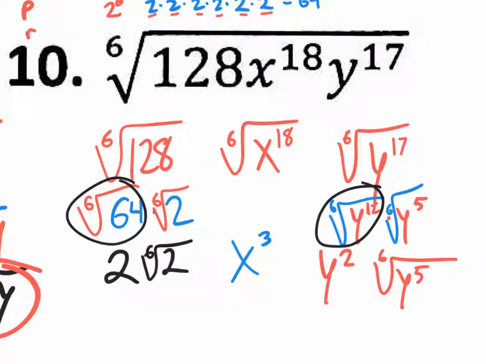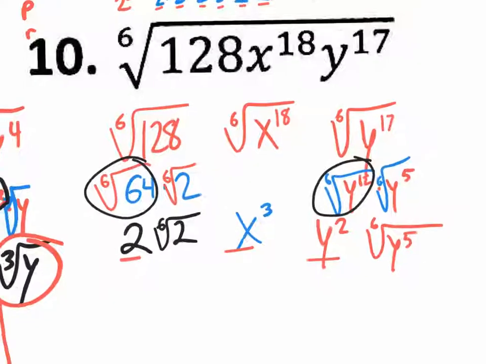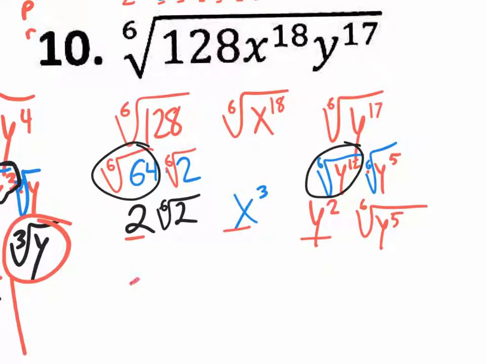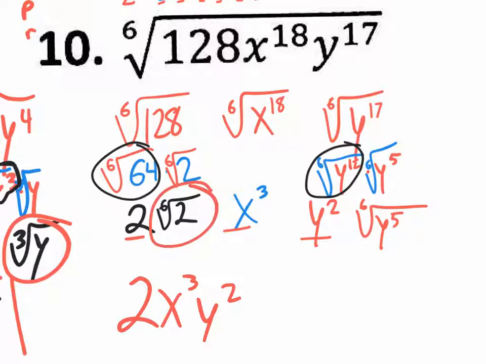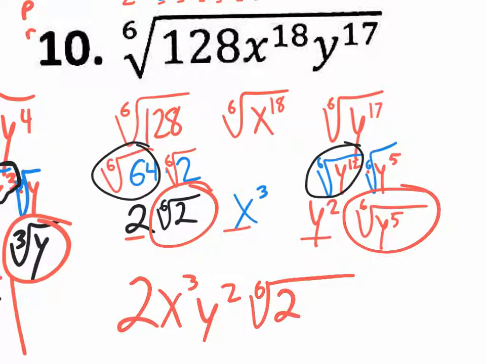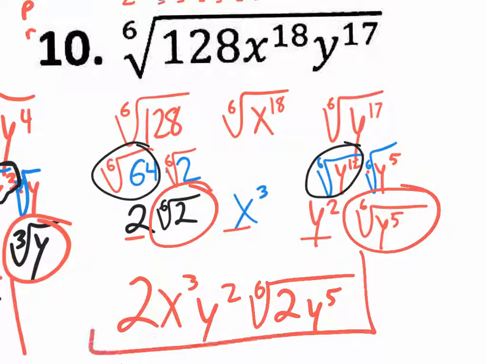So let's put the outside terms, the 2, the x to the 3rd, the y to the 2nd, put them all together. So we have 2x to the 3rd, y to the 2nd, and then we're going to put the radicals together. We have the 6th root of 2 and the 6th root of y to the 5th. Let's put them together underneath 1 6th root. So that would be 2y to the 5th. That is your final answer for number 10.